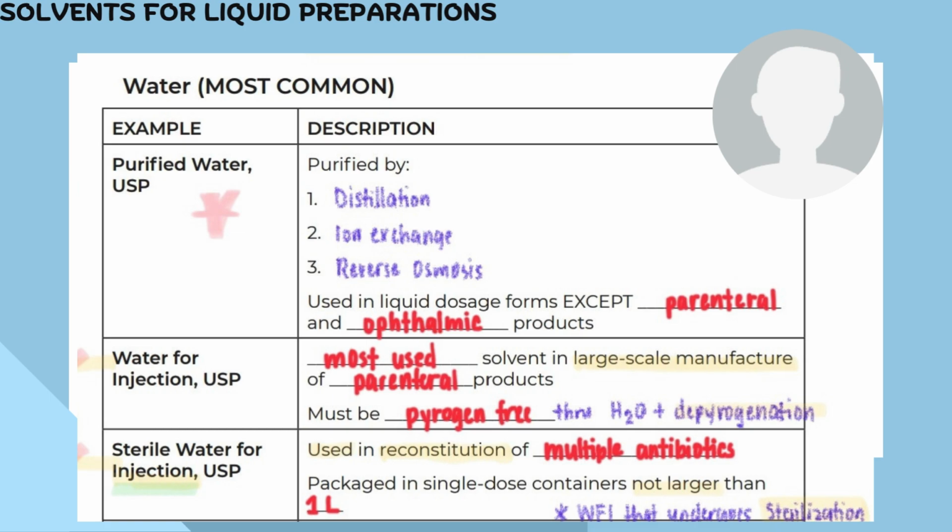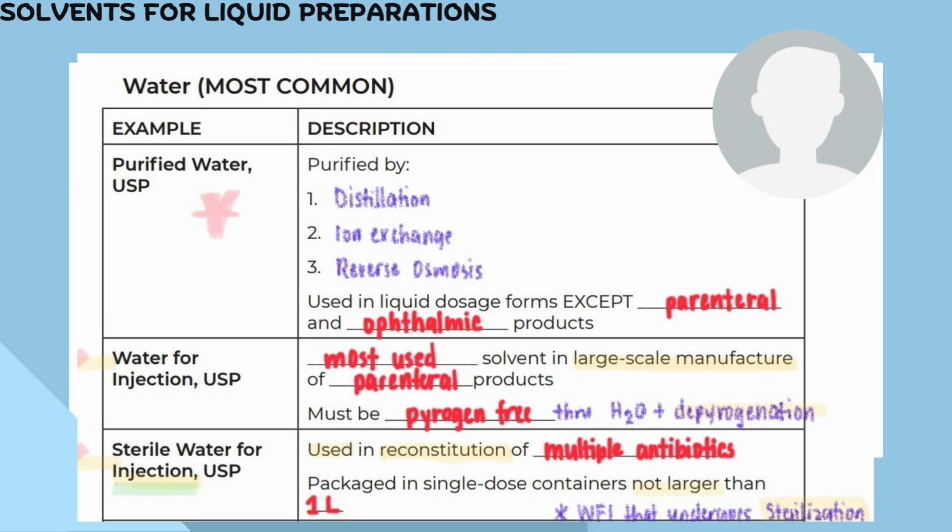Pyrogens are fever-causing substances, often from bacteria. To make it pyrogen-free, water for injection is obtained from purified water that undergoes depyrogenation. And then remember, water for injection is not yet sterile, but must be pyrogen-free. It's used in manufacturing where sterilization happens later in the process.